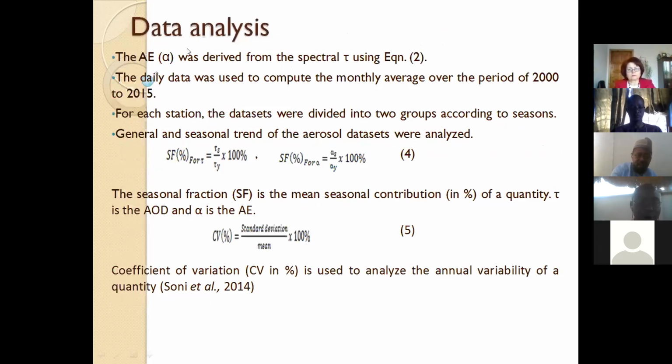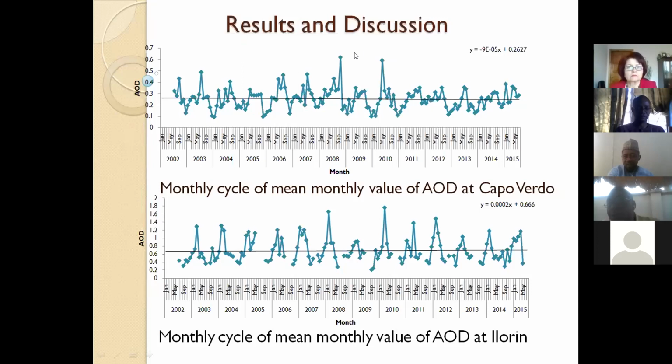Then the data analysis. I did trend analysis, then the seasonal fraction of the contribution of each type of aerosol. Then we have the coefficient of variation, which shows the spread of the particle sizes. So this is for the trend analysis.